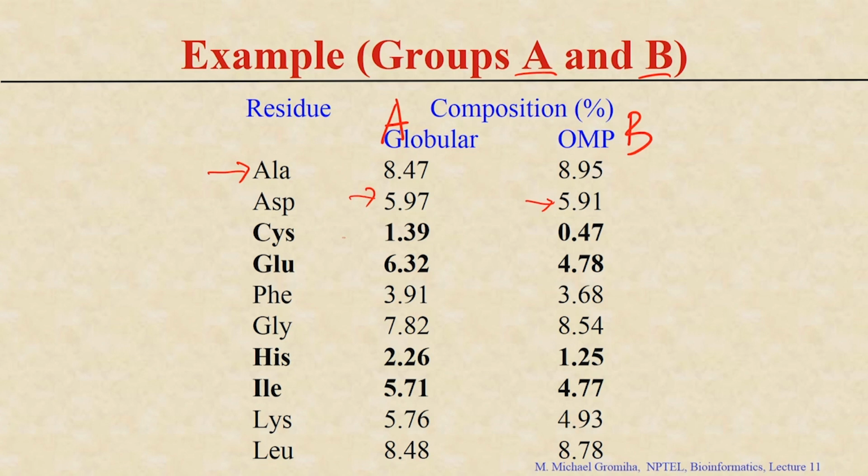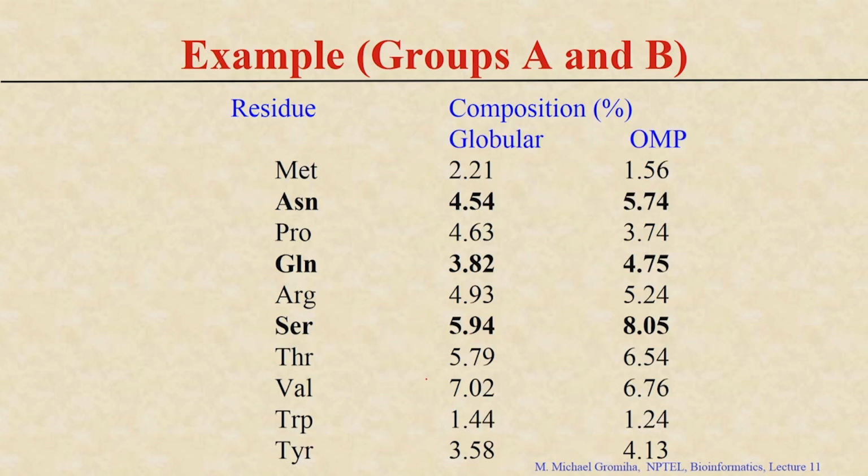For example, if you take cysteine, here it is 1.39, but in this case it is 0.47. That is a threefold difference, 0.5 and 1.4. Likewise, glutamic acid, histidine: this is 1.25 and this is 2.3, about a twofold difference. Isoleucine, I will show some more data on these other residues. Here also you can see the difference.